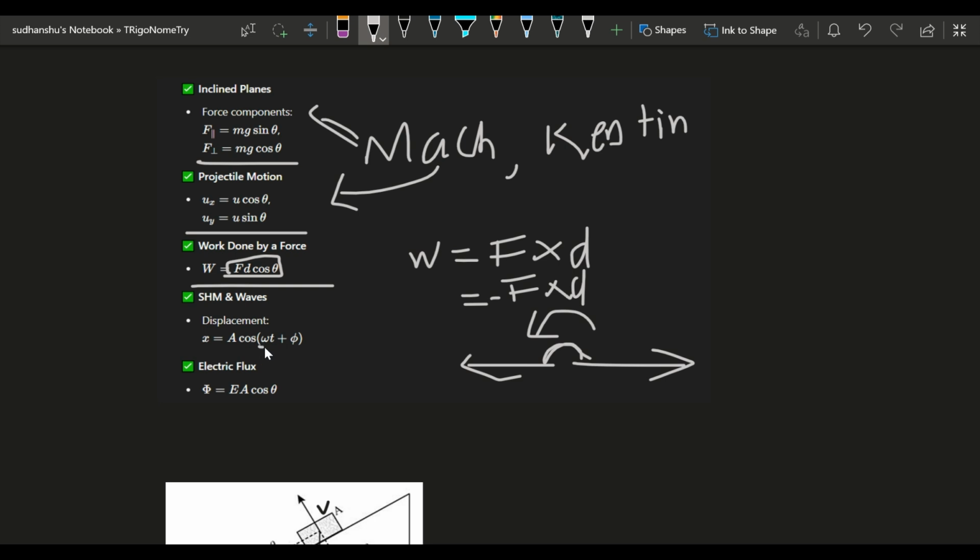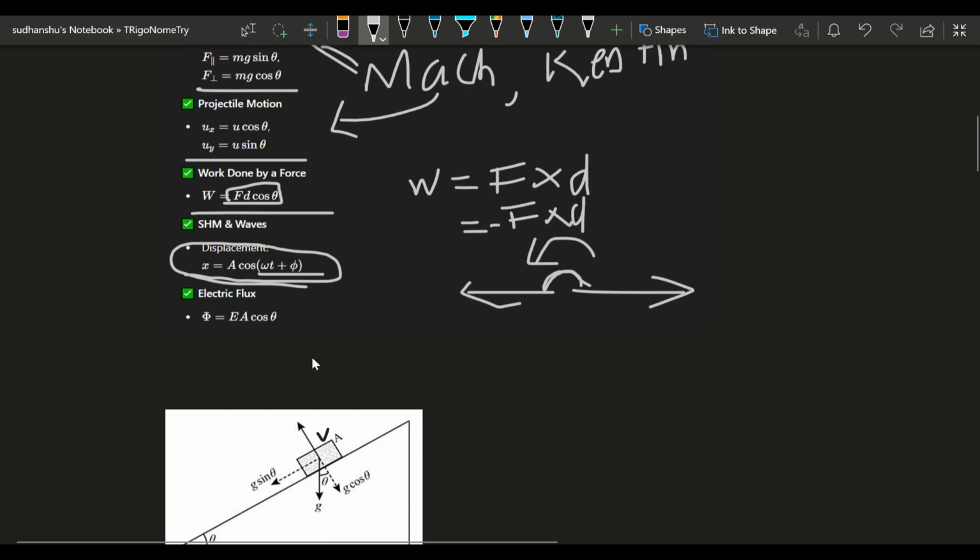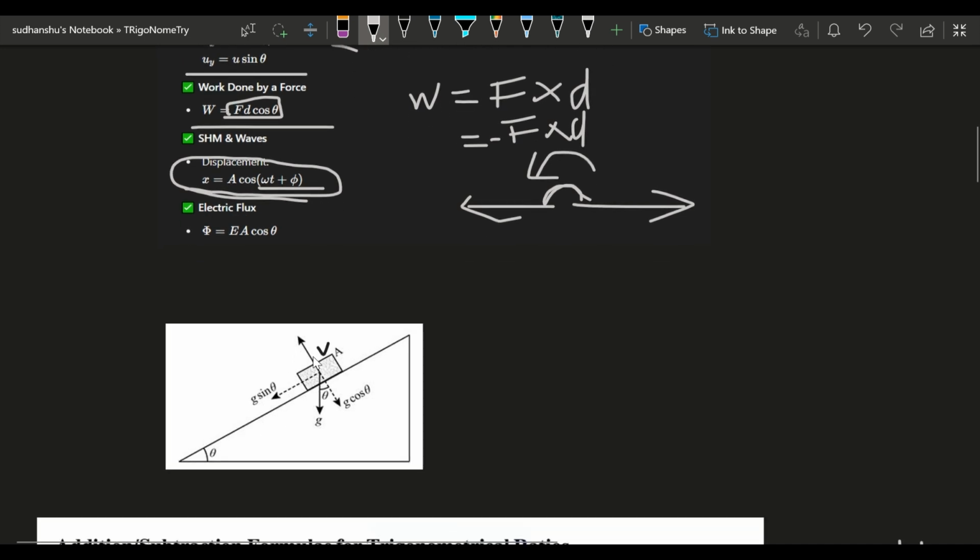The third application is in SHM and waves. This right now I can't tell you, but I will discuss this form, and this will be a very important form. I'll give it a whole lecture to discuss this, so don't worry about it.